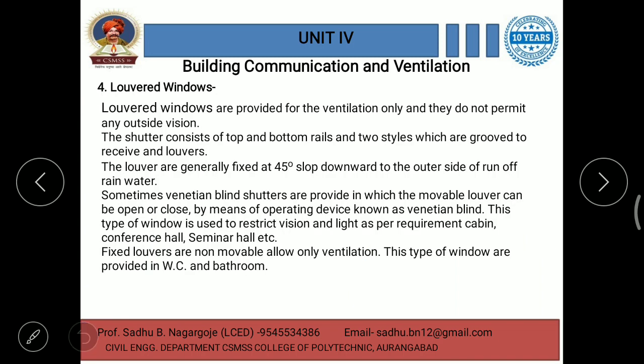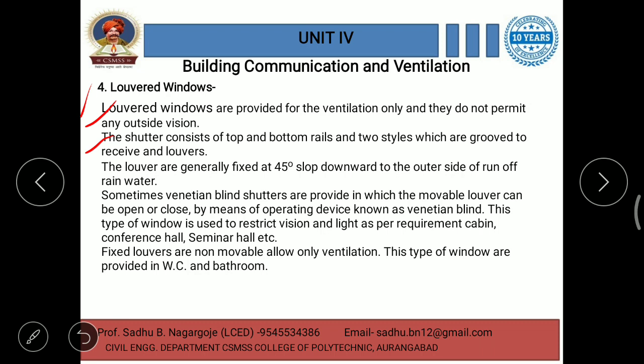Okay, then the fourth type, louvered windows. Louvered windows are provided for ventilation only, and they do not permit any outside vision. Okay, this is the main property of this type of window. They are provided only for ventilation, and they do not permit outside vision. That means we can't see through these windows.